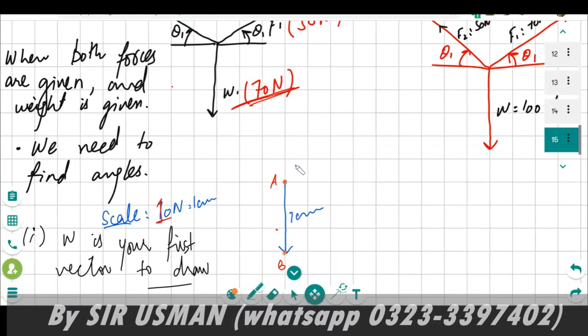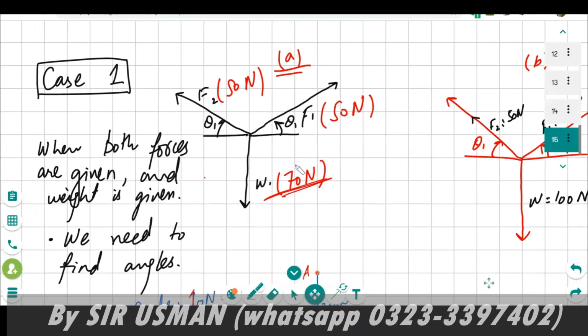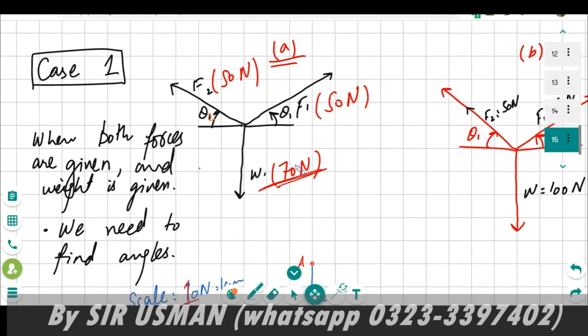So now we have drawn case 1. We have assumed in case 1 that we have two forces which are unknown. We don't know their magnitudes. Sorry, we know their magnitudes, they are known, and we don't know their angles, theta 1 and theta 2. And we have been given the weight. So this is case 1, option A.